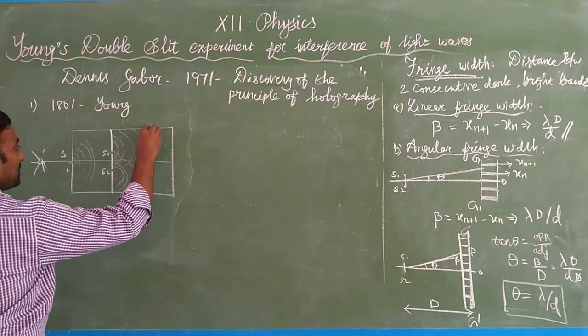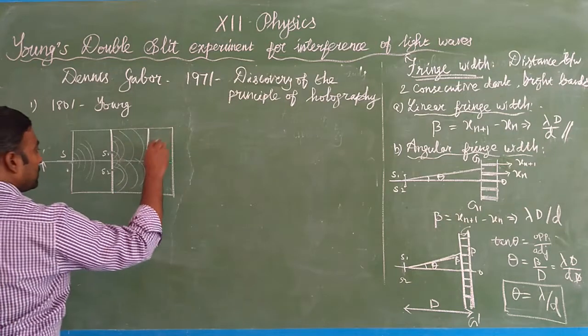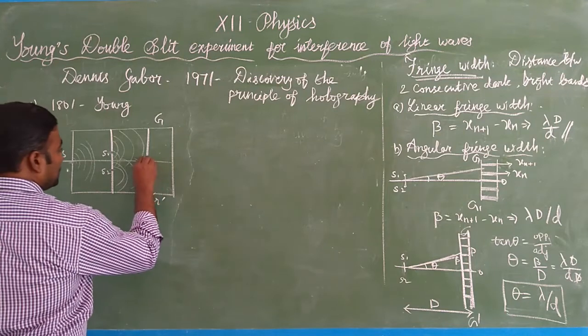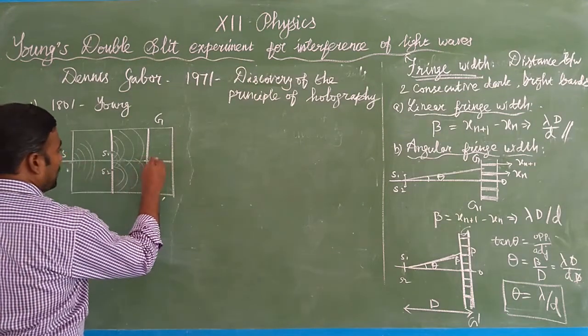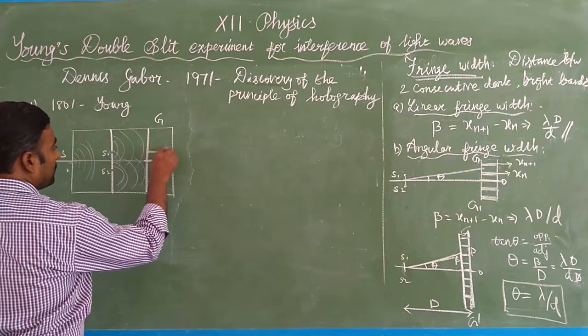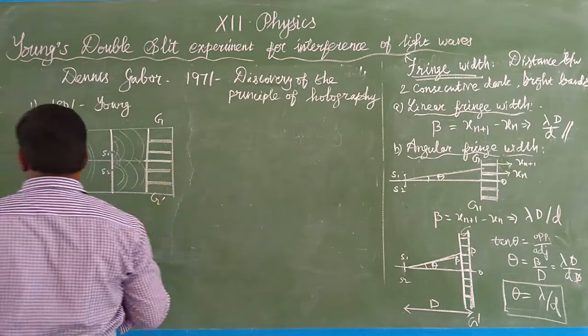Then finally the final interference which is captured on a screen. So on the screen, this is the screen G and G dash. On the screen at the central lines we have a bright line, another either side a dark line, and again a consecutive bright line and a dark line. So these were found by him.